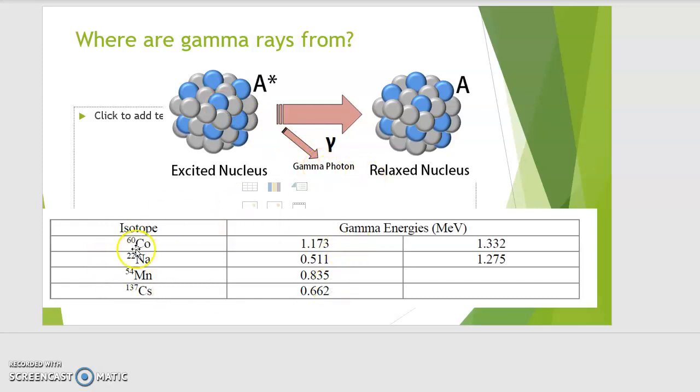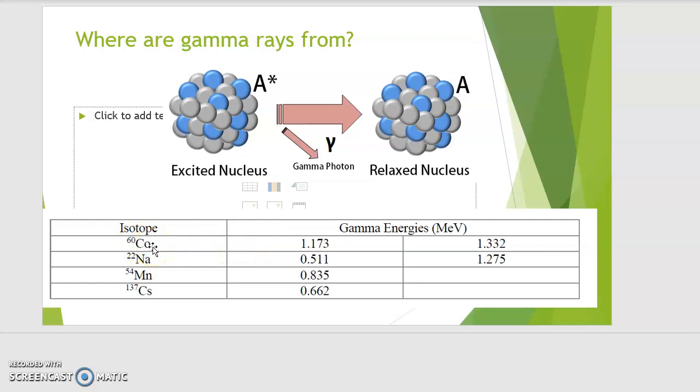And here is a list of the gamma ray energies. For example, cobalt 60 has 2 lines, 1.173 and 1.332. And here are other elements. The gamma rays for an isotope are a characteristic of the nucleus, and it's unique. If we find a gamma ray with a given energy, we can conclude it's produced by this isotope.